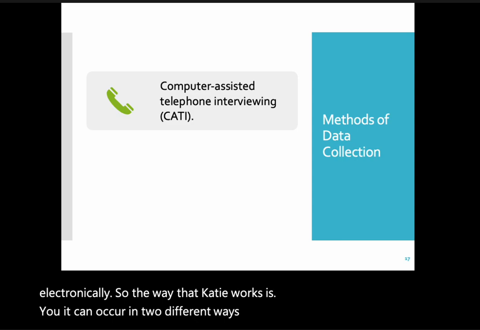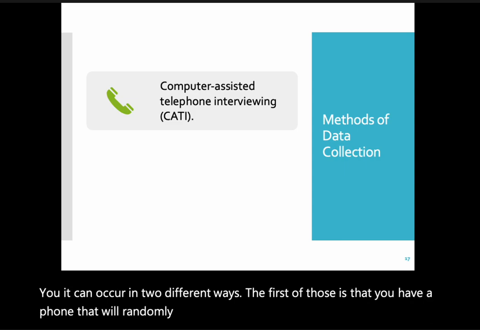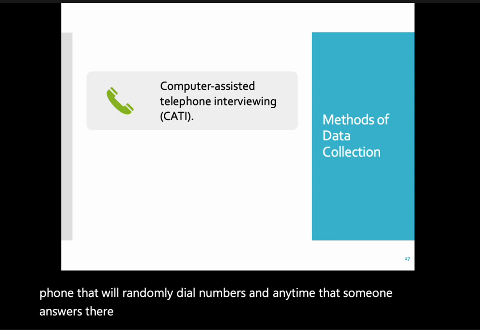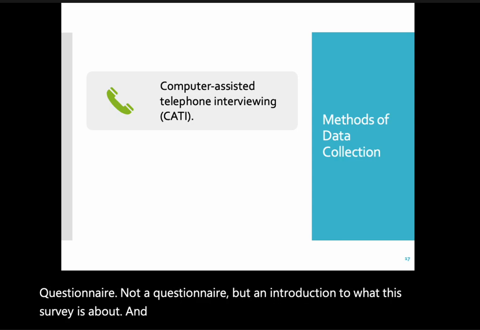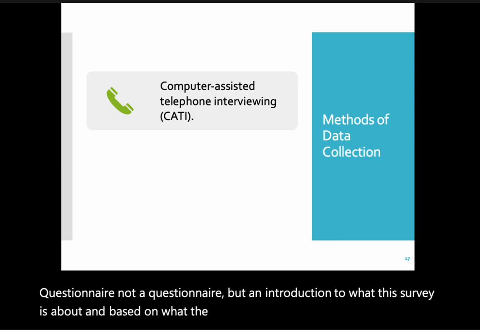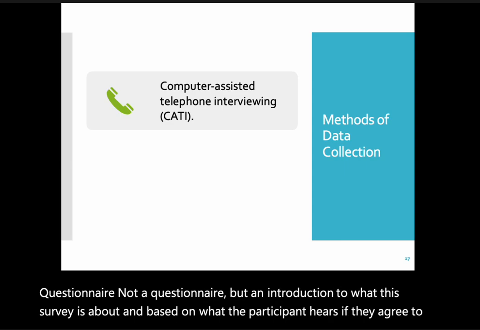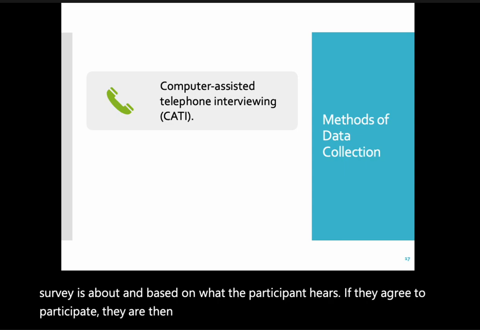The first of those is that you have a phone that will randomly dial numbers, and anytime someone answers, there will be an automated system that gives an introduction to what this survey is about. Based on what the participant hears, if they agree to participate, they are then transferred to an interviewer who will continue the rest of the survey.